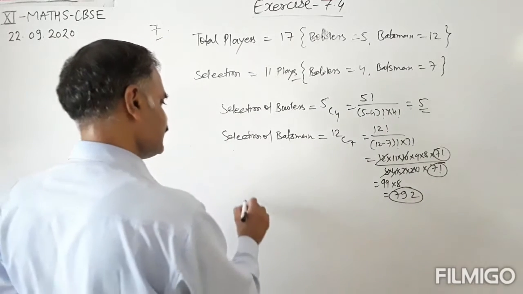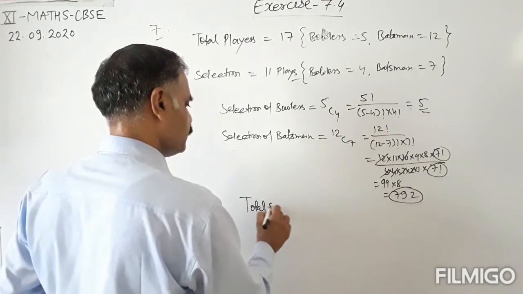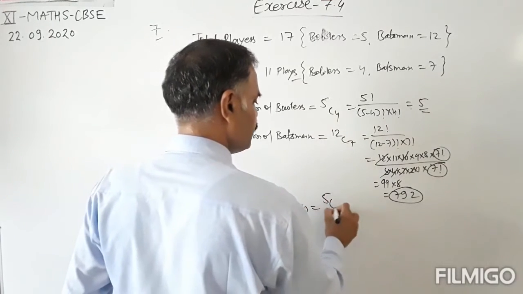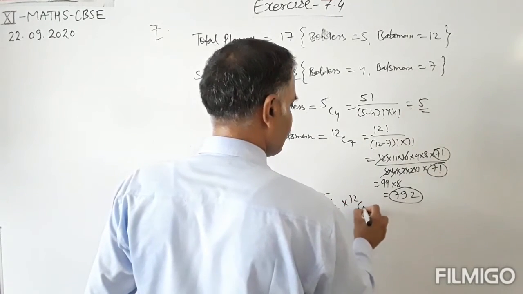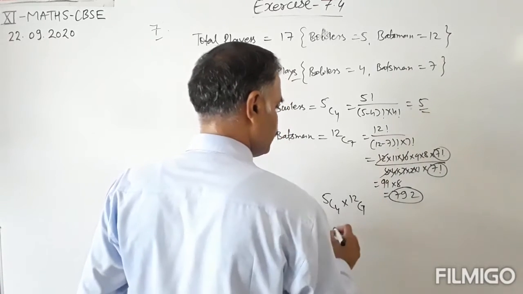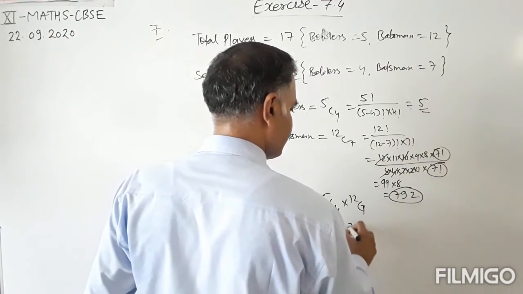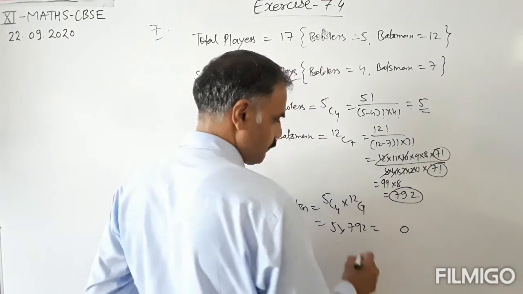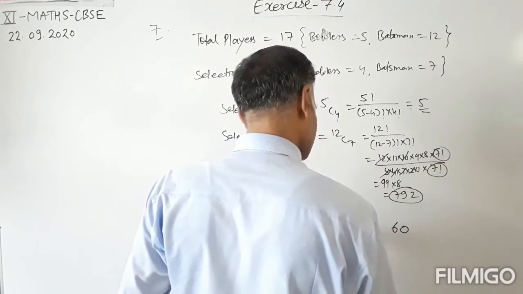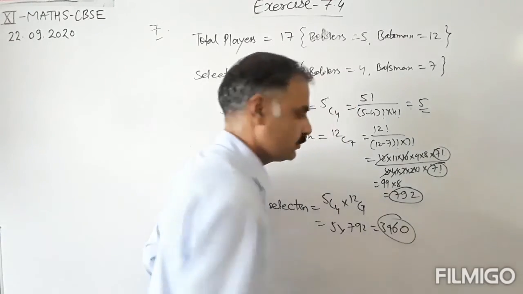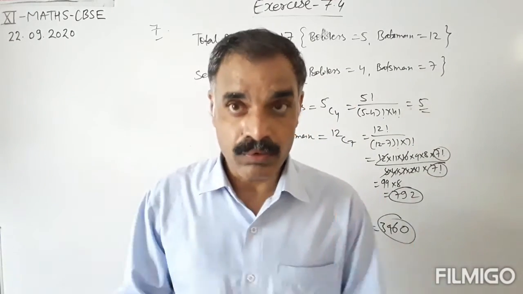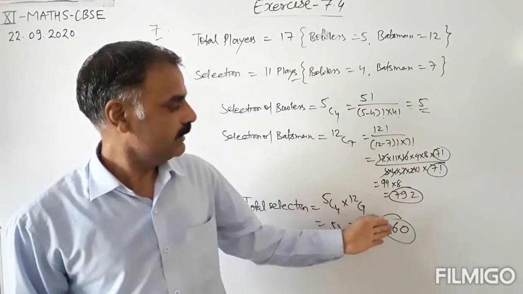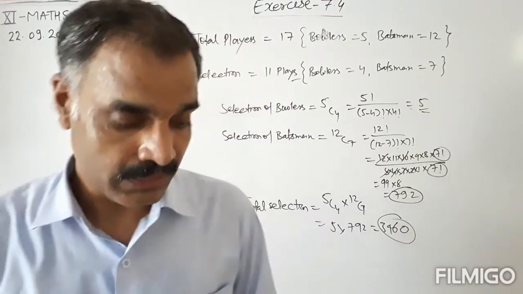Okay, so total selections equals to 5C4 into 12C7, and 5C4 is 5 and 12C7 is 792. So this is equals to 5 times 792, which is 3960. So total teams that can be formed out of the 17 players is 3960. Okay.